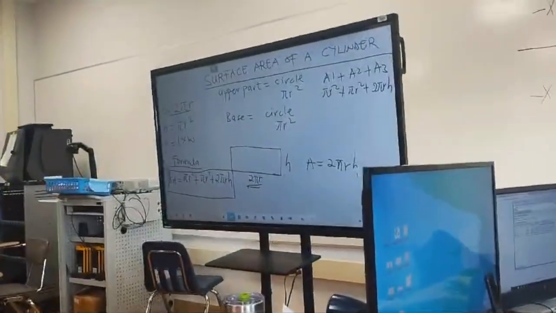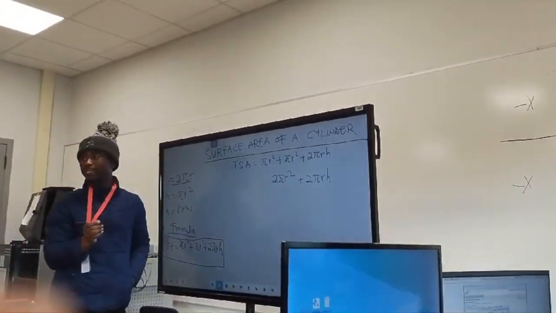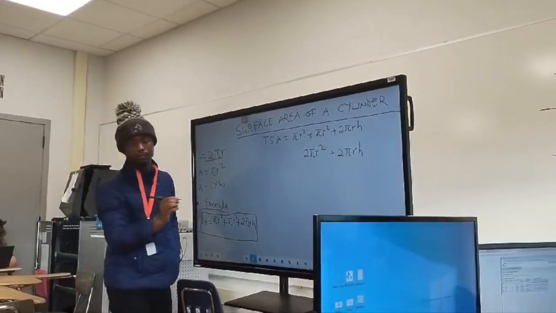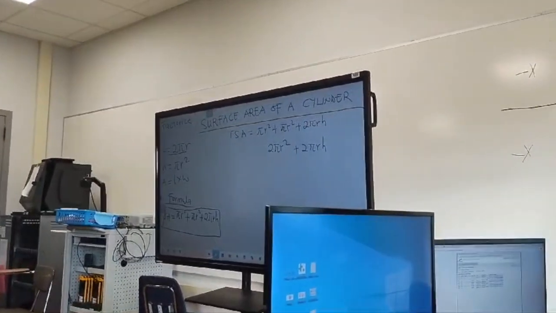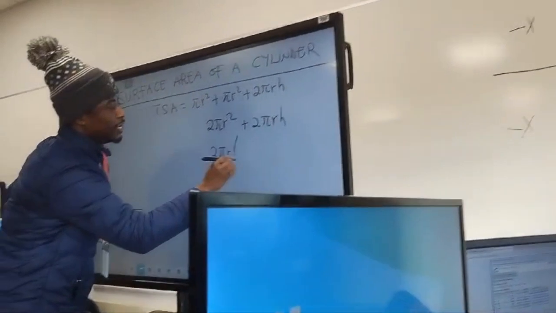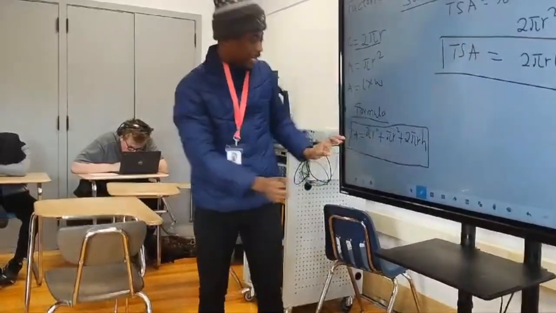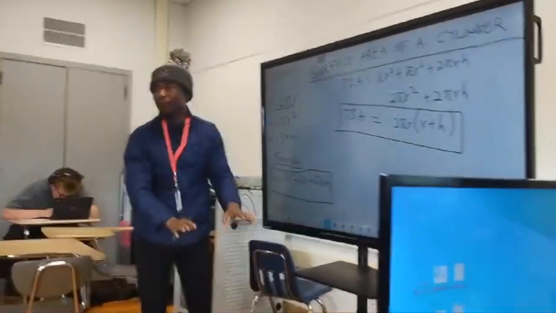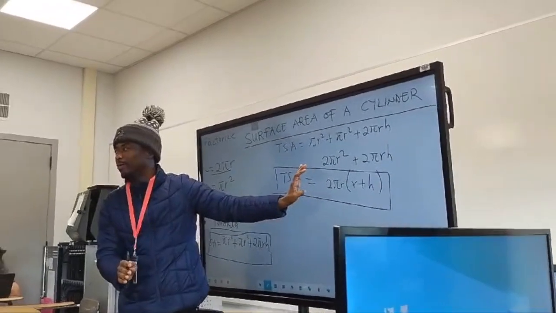So now we can see 2 pi r here, 2 pi r here. So we can just factorize 2 pi r out, okay? We can factorize 2 pi r out. So 2 pi r here, into brackets r plus h. This formula is the same as this one, okay? This one has been just broken down, or let me say, has been factorized to this one, okay?